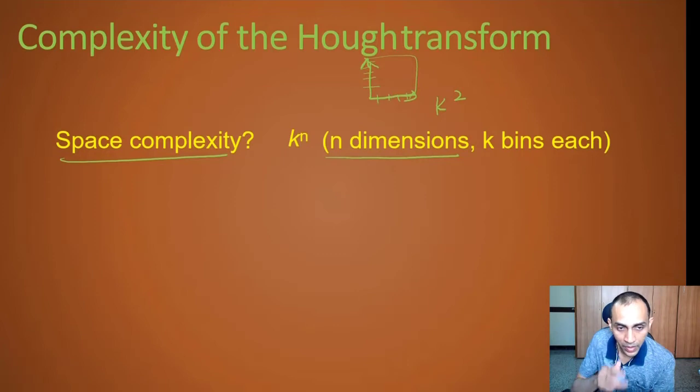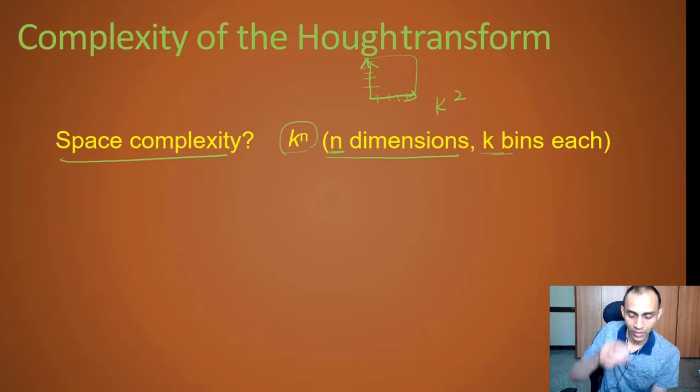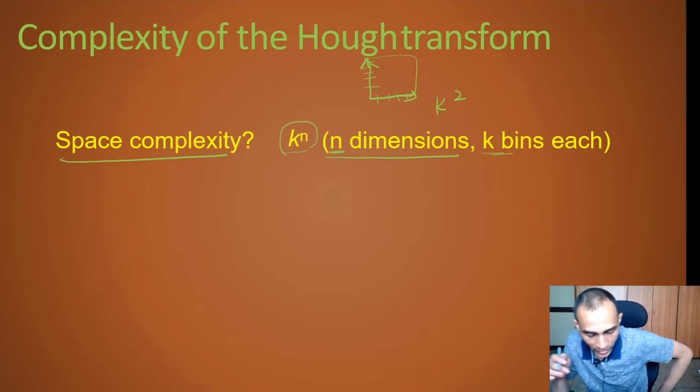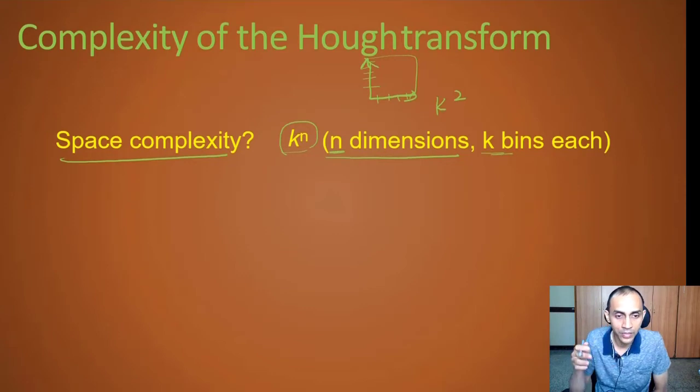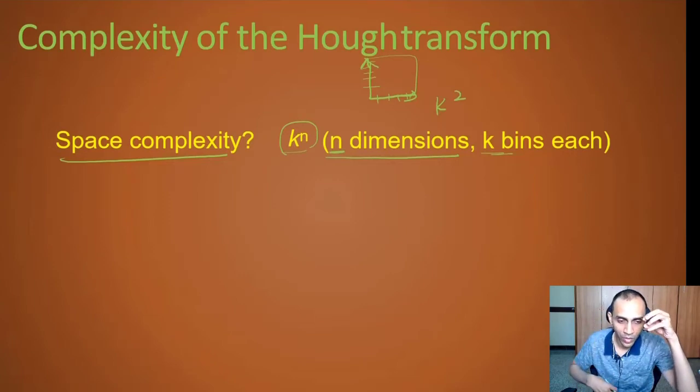But if we have an arbitrary problem where the number of parameters is more, let us say n dimensions and each dimension is divided into k bins, then we'll need an n-dimensional matrix, each of length k. So the total requirement will be k to the power n. That is a little bit problematic, not so much because of memory, as nowadays we have a lot of memory. But the problem is that when we have more parameters, the algorithm accuracy suffers.